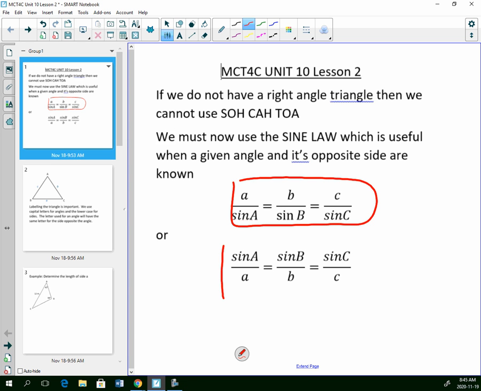And then the version at the bottom is with the angles on the top and the sides on the bottom. So it doesn't really matter which way you write it, as long as you're consistent where you put the sides and the angles, okay?